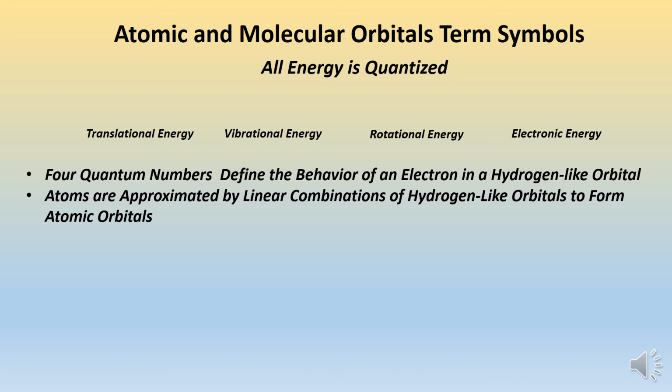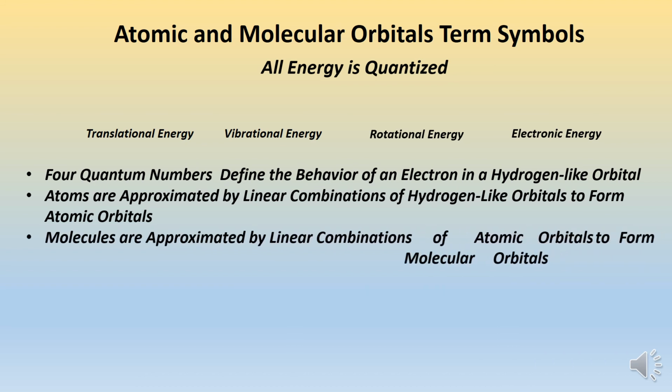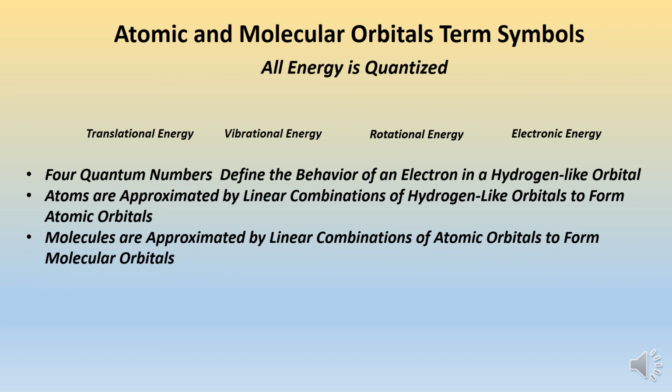Similarly, molecules are approximated by linear combinations of atomic orbitals to form molecular orbitals. Therefore, the entire energy of the atom is quantized in an atomic term, since each individual component is quantized. And since the molecule is built from atoms, which were built from single electrons, which are quantized, the energy of the entire molecule is quantized, and this can be expressed as a single term.